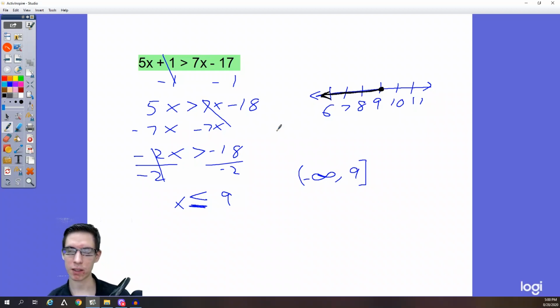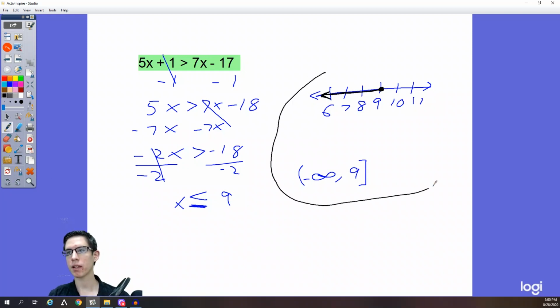Okay, something that looks like that. So going to the left, just like that, that's our situation, that's our graph, and this is our interval notation. Either of these are going to be a valid solution for our inequality. Okay?